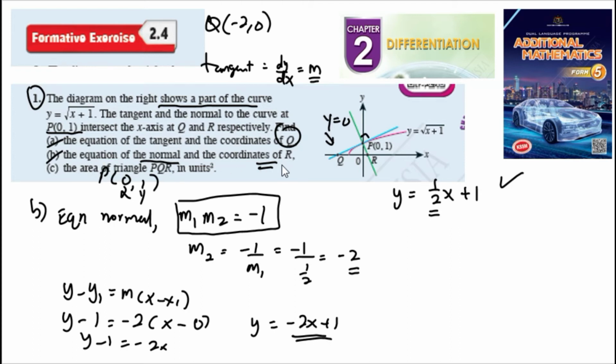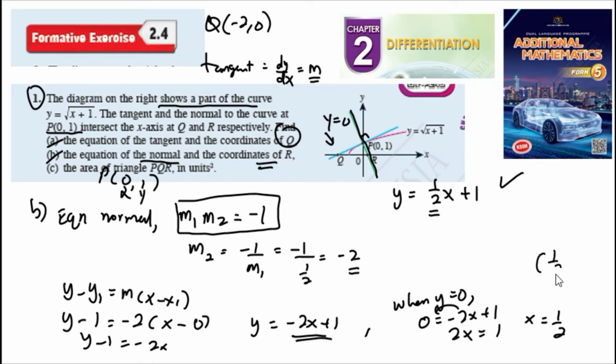So the coordinates of R. We see here, this line is crossing the x-axis. So that means that y is equal to 0. So when y is equal to 0, 0 is equal to negative 2x plus 1, so 2x is equal to 1. You bring this one over. So x is equal to 1 over 2. So we know x is 1 over 2 and y is 0, and this is the point R, (1/2, 0).